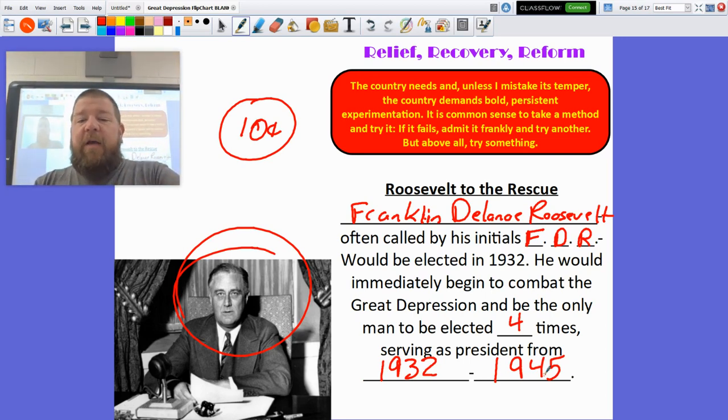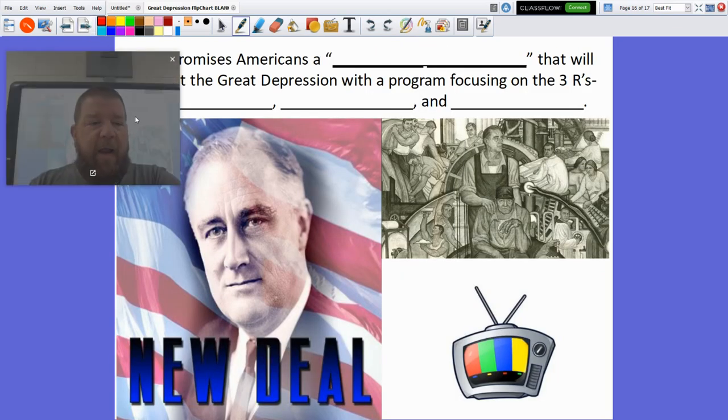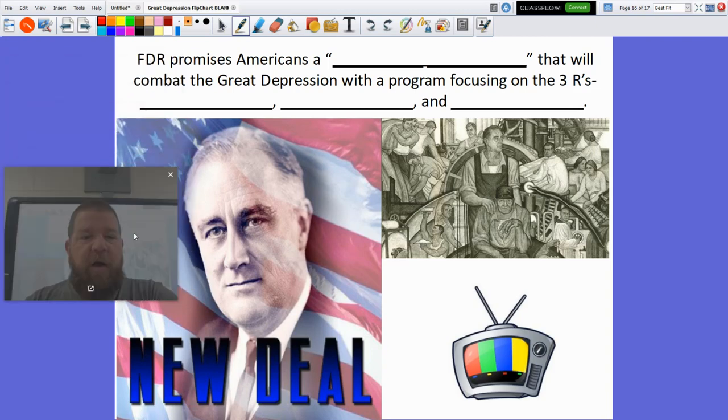He says, "The country needs, and unless I mistake its temper, the country demands bold, persistent experimentation. It is common sense to take a method and try it. If it fails, admit it frankly and try another. But above all, try something." And that's what FDR is going to do. He is going to try something over and over and over again.